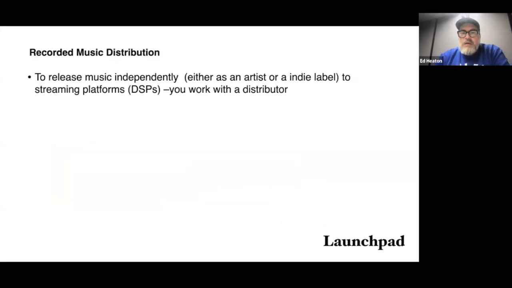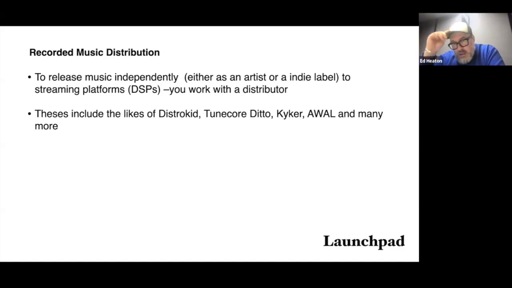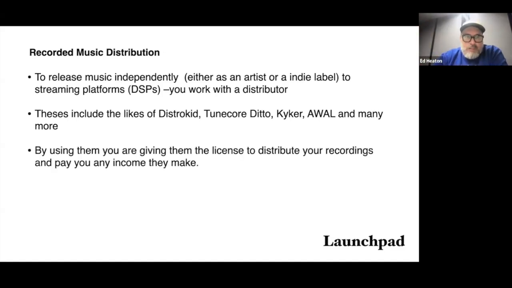To release music independently, either as an artist or an indie label, you need streaming platforms, DSPs. You need to work with a distributor, and we discussed this on Getting Release Ready last time. These include the likes of DistroKid, Ditto, TuneCore, Kicker, AWAL, and many, many more. By using them, you are giving them the license to distribute the recordings and pay you any income that they make. So you can't distribute the same record with two different distributors because that is breaking the license. You are giving them the exclusive right to distribute your work.